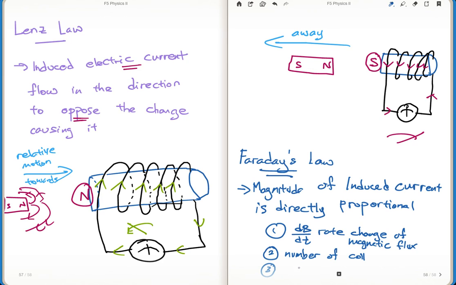Third, we call it the speed of relative motion. The faster you go near it or away, the greater the deflection angle. Okay, as the number of coils increases and the rate of change increases, you get a greater magnitude.